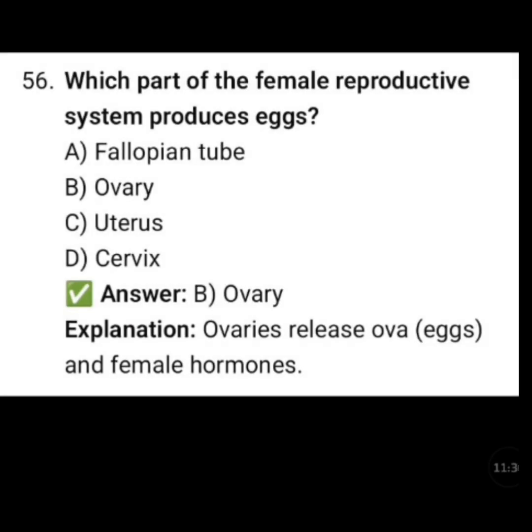Which part of the female reproductive system produces eggs? Fallopian tube, ovary, uterus, cervix. The correct answer is option B, ovary. Ovaries release ovum and female hormones.